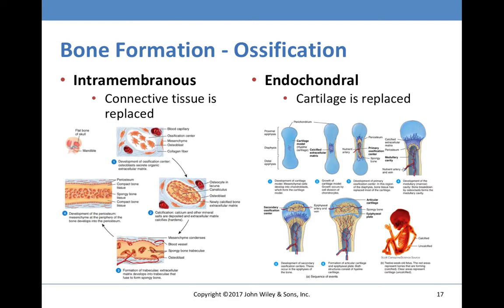Now, our endochondral ossification, this is when we have the formation of bone from our hyaline cartilage. So intramembranous was from the fibrous connective tissue. Endochondral is from our hyaline cartilage. And so this is actually going to be most of the bones in our body that will go through endochondral ossification. So our first step here is going to be developing our cartilage model.